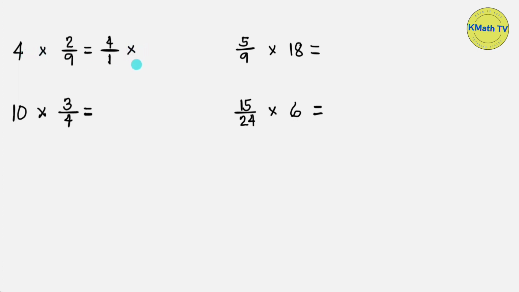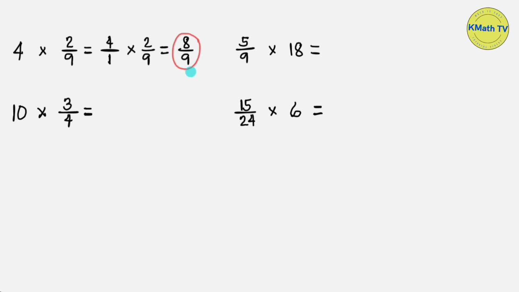Okay, let's multiply now. Copy the multiplier, 2/9. Multiply the numerators. 4 times 2 equals 8. And multiply also the denominators. 1 times 9 equals 9. Okay, the answer is 8/9. It is already in lowest term because the numerator and the denominator are consecutive numbers.